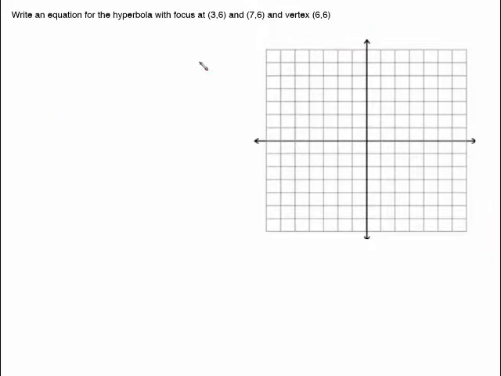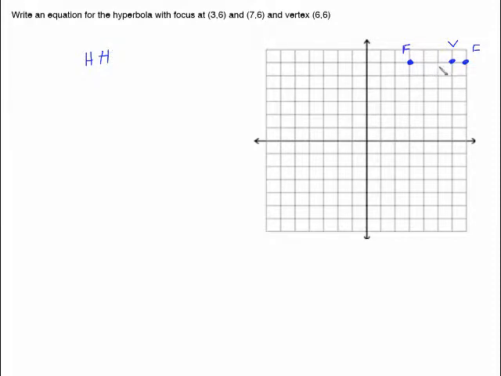One more of these, we have a focus at (3, 6). So over 1, 2, 3, up 1, 2, 3, 4, 5, 6. And another focus at (7, 6). Let's label this. That's a focus. 4, 5, 6, 7, 6. Both of those are foci. And we have vertex (6, 6). 1, 2, 3, 4, 5, 6, 6. So since everything is piling up in a horizontal fashion, I know this is a horizontal hyperbola.